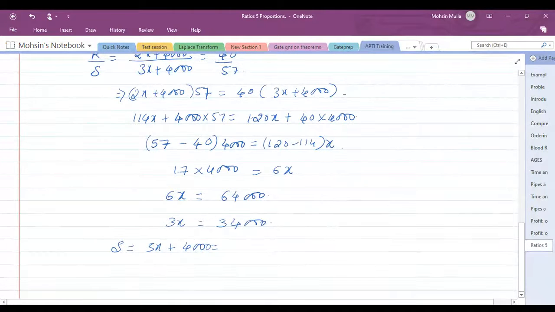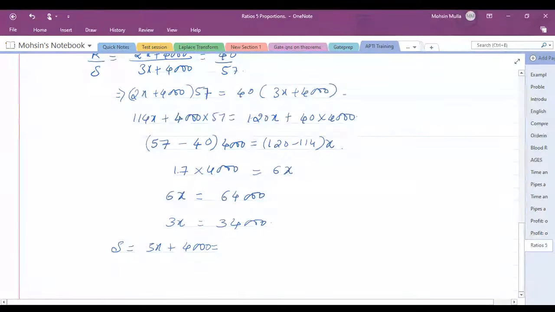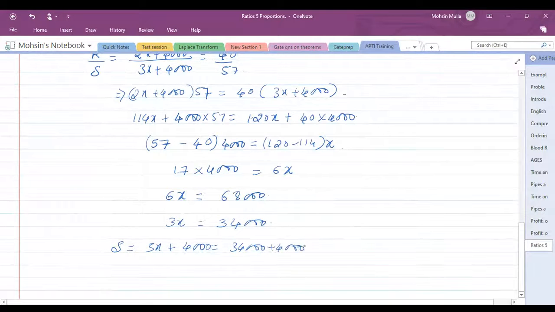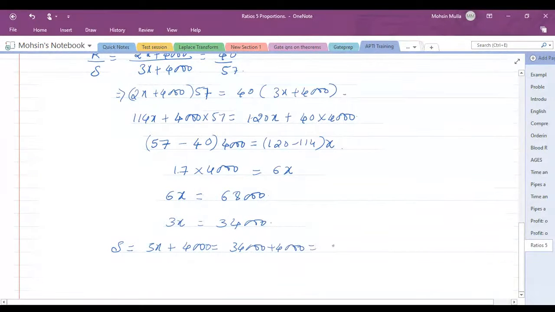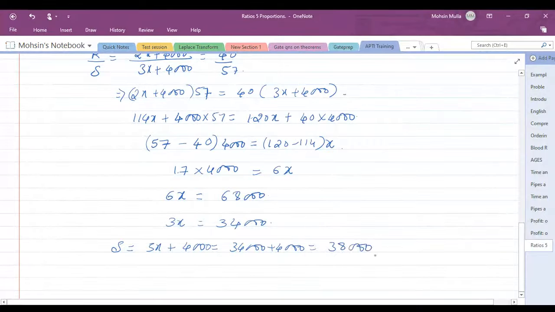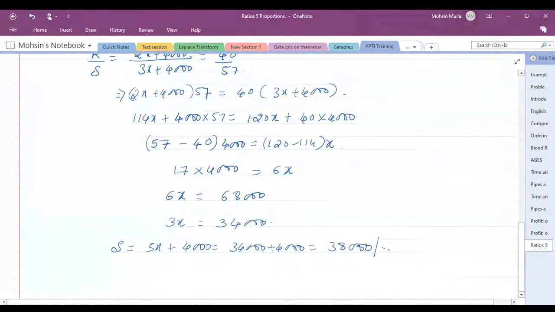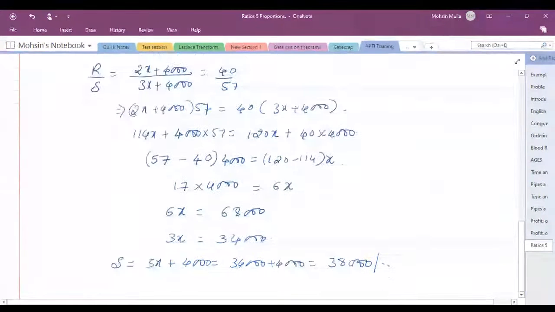Sorry, 68,000. Okay, so 3x plus 4000 is what we want to calculate. So 3x is 34 plus this 4000. Okay, so it is going to become 38. Those who did not get the solution, you can just write it down.